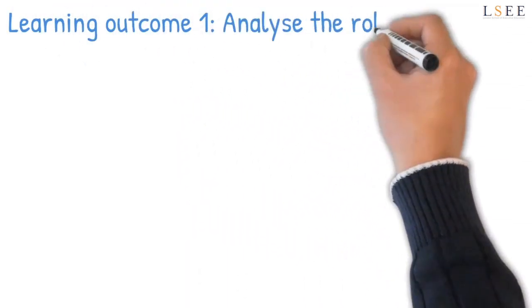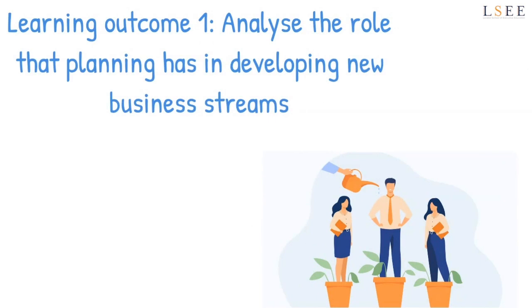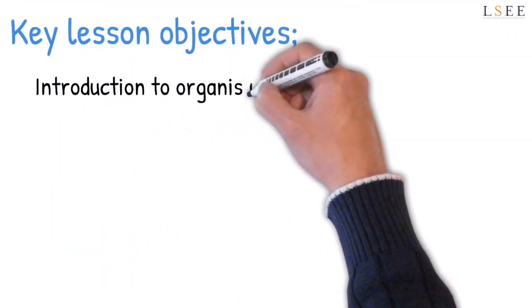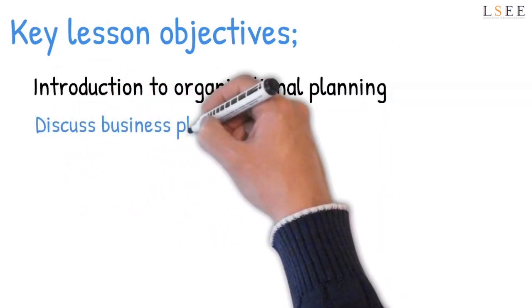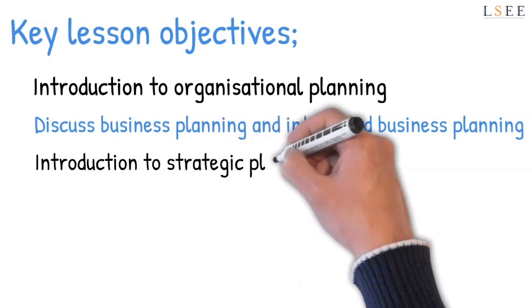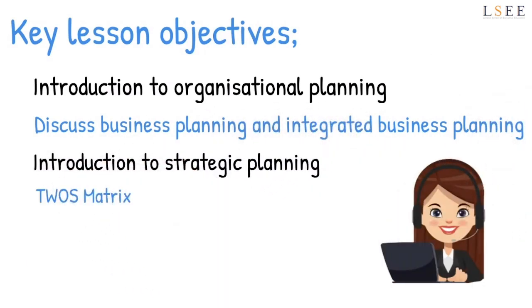Learning outcome 1. Analyze the role that planning has in developing new business streams. Key lesson objectives: introduction to organizational planning; discuss business planning and integrated business planning; introduction to strategic planning, the TOWS matrix.